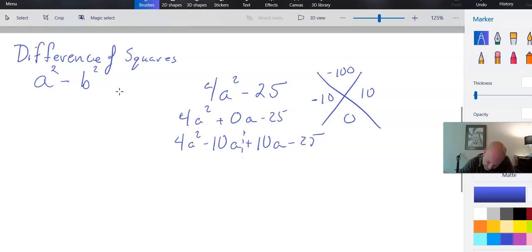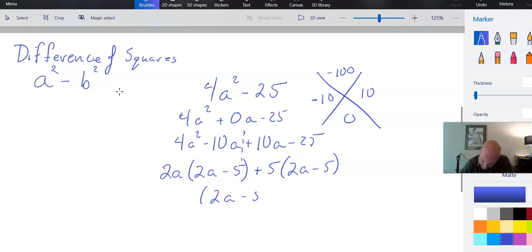In any case, splitting it this way, we have 2a as the common factor, so that leaves me with 2a minus 5. And then back here, 5 is the common factor, leaving us with 2a minus 5. And 2a minus 5 is my common factor, and that leaves me with 2a plus 5. Right? And so we have a nice clean method that works out this problem.